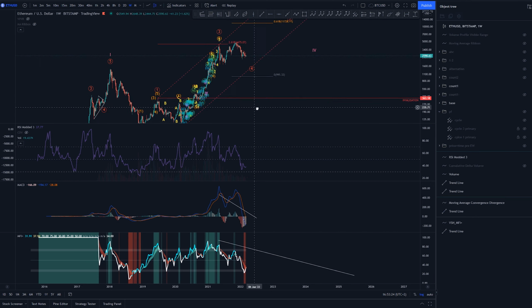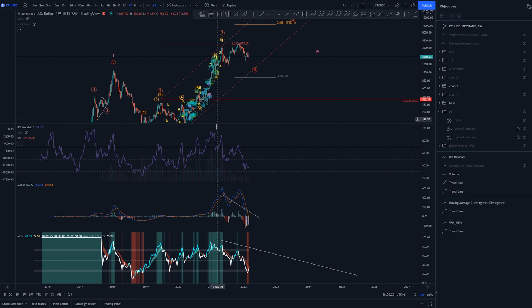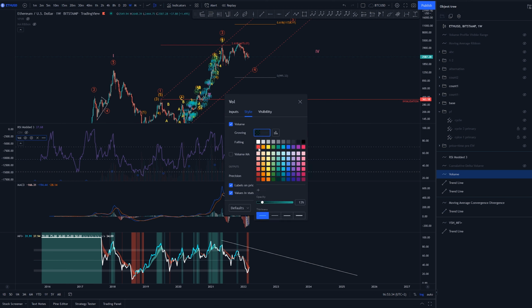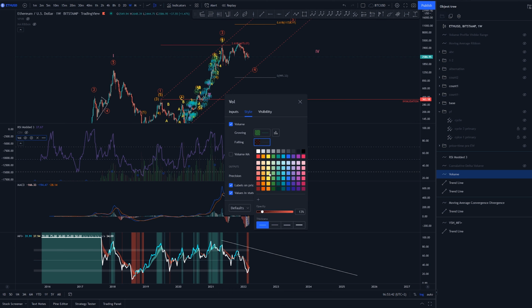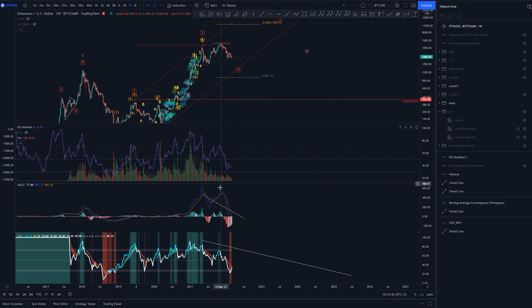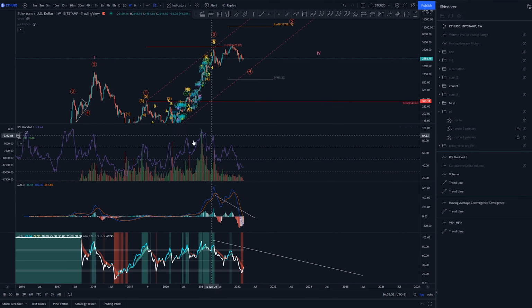We can also notice that after this 3 we have seen, maybe I'll show the volume a bit better, bring that up, and of course this one as well. We can see volume declining a lot, which is a sign of correction as well.